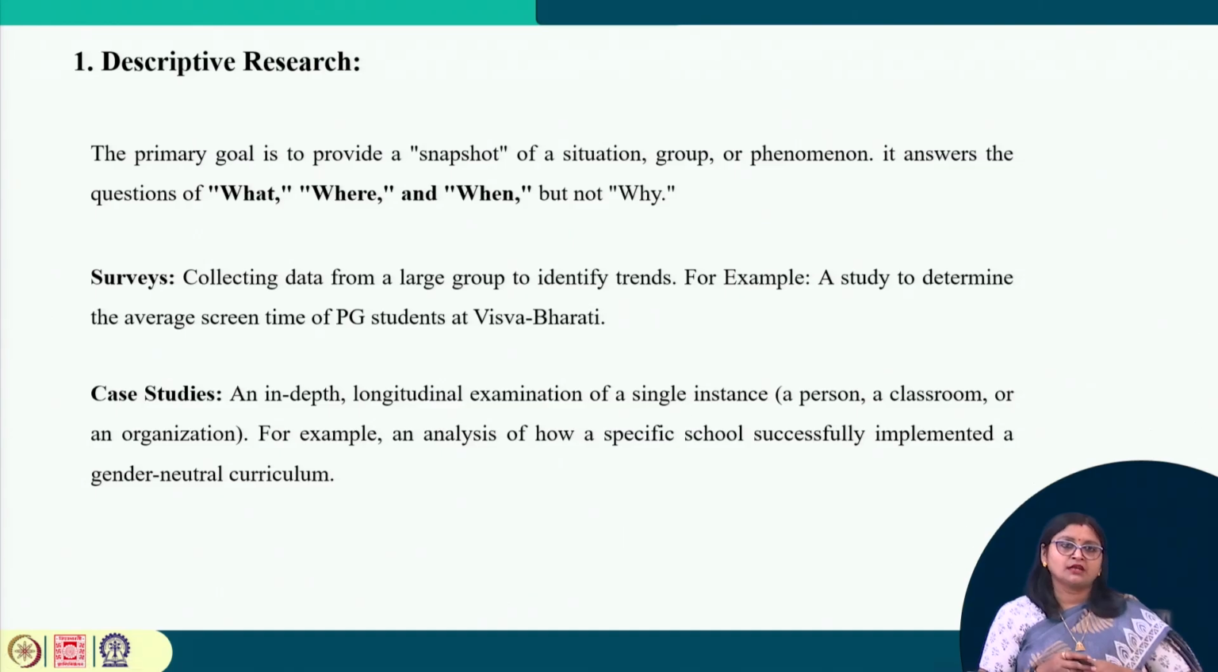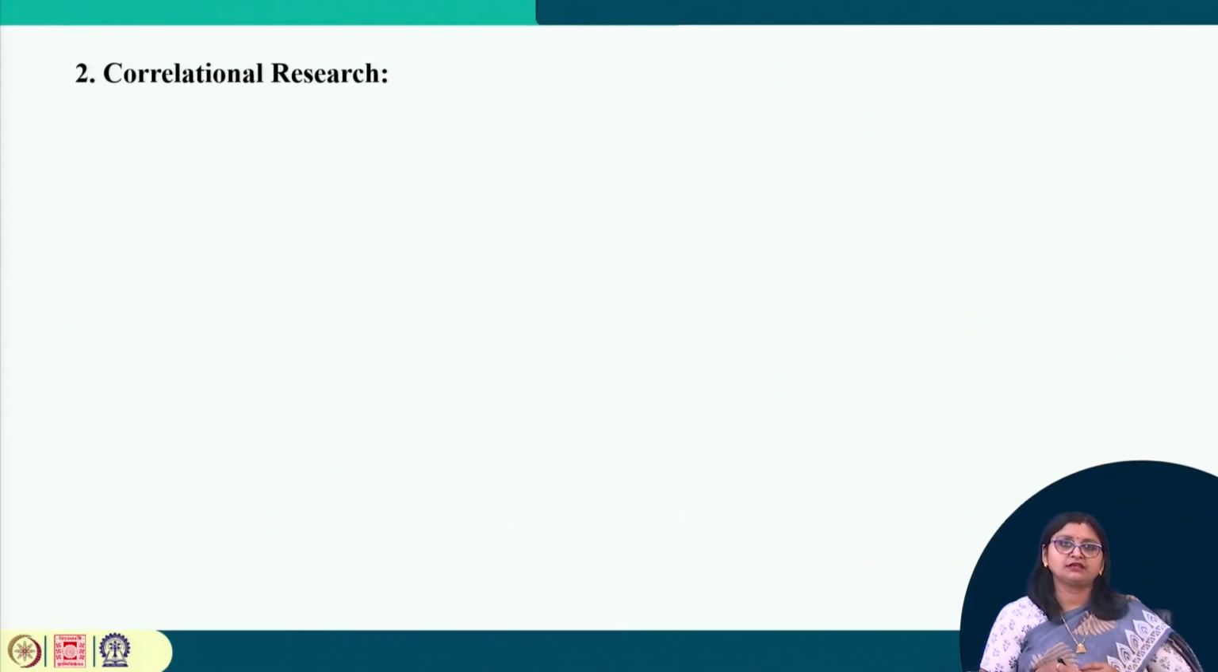Case studies are an in-depth longitudinal examination of a single instance. That instance may be a person, a classroom or an organization; any incident, accident, anything can be a case. For example, an analysis of how a specific school successfully implemented a gender neutral curriculum, or how they are following the NEP 2020, how they are following the IKS in the Indian scenario. So, this kind of case study can be conducted.